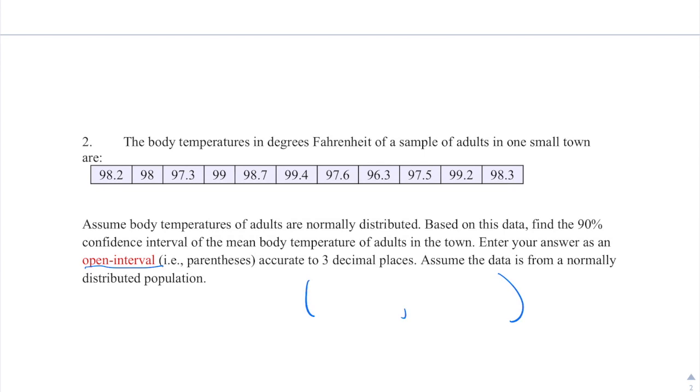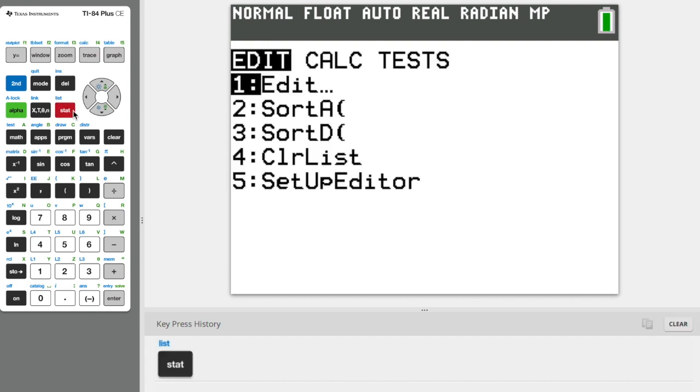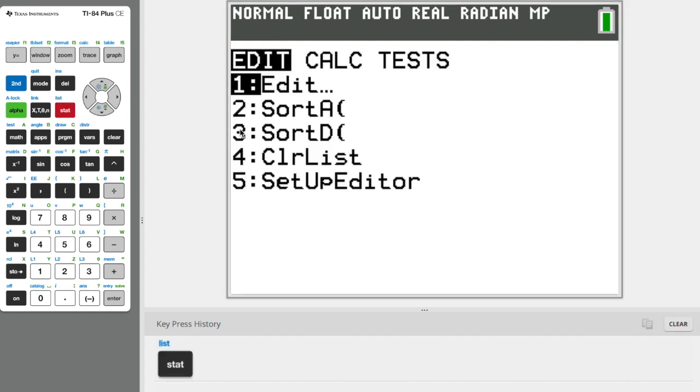Okay, the normally distributed population thing is just telling us it's okay to use the t-interval, because the t-interval has an assumption that the underlying distribution is mound-shaped or symmetrical. So we don't know sigma. Sigma is unknown. So we're going to go ahead and use the t-interval here. And we're going to go ahead and put that data into the calculator, hit stat, and then for edit, we're just going to hit enter.